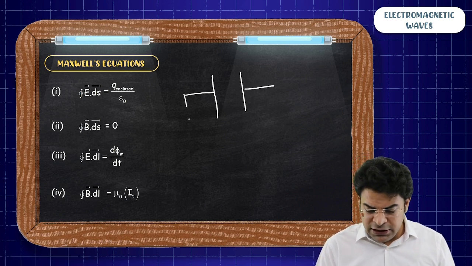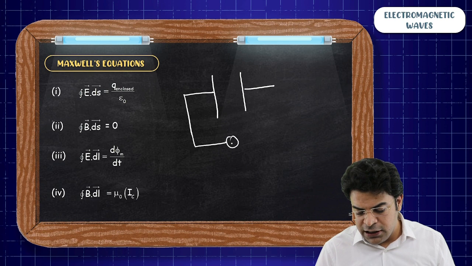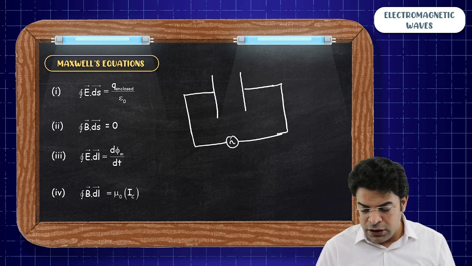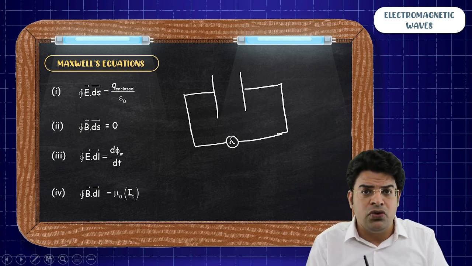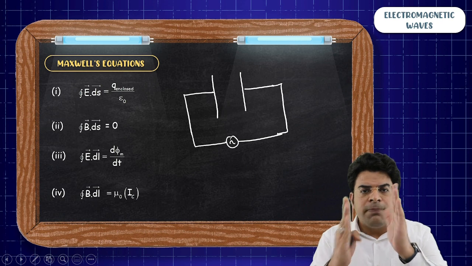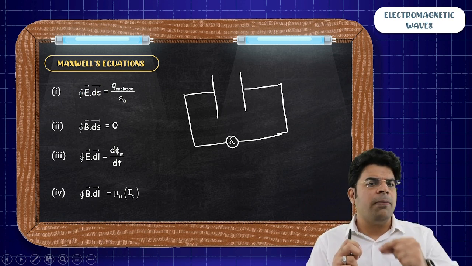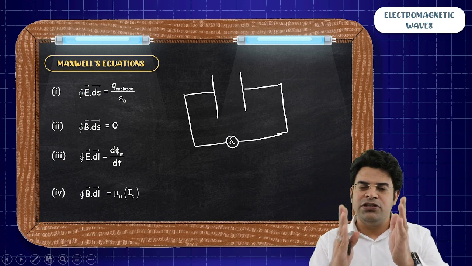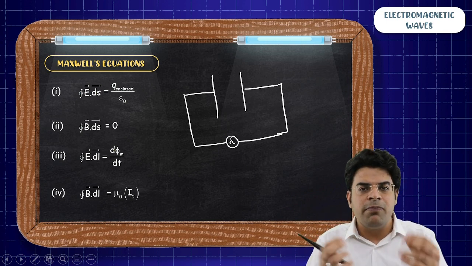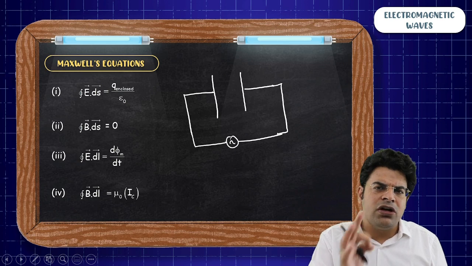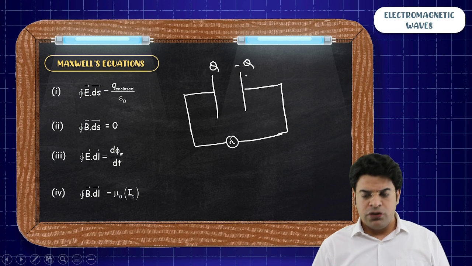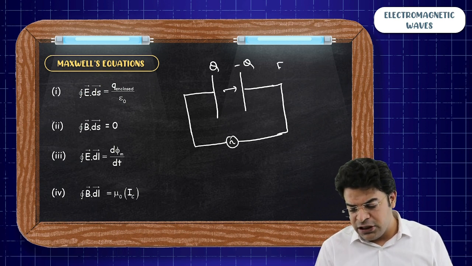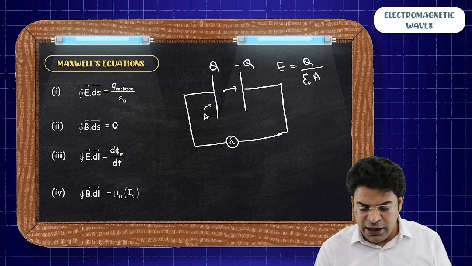Let's say you have the plates of a parallel plate capacitor connected to an AC source. As the source is an alternating current source, the potential drop across the plates will keep on changing. As the potential drop across the plates of the capacitor keeps changing, so will the charge on the capacitor plates. Now let's say at some instant of time, the charges on these two plates are plus Q and minus Q. So we know that the electric field in the region between the plates will be equal to Q by epsilon naught A, where A is the plate area.